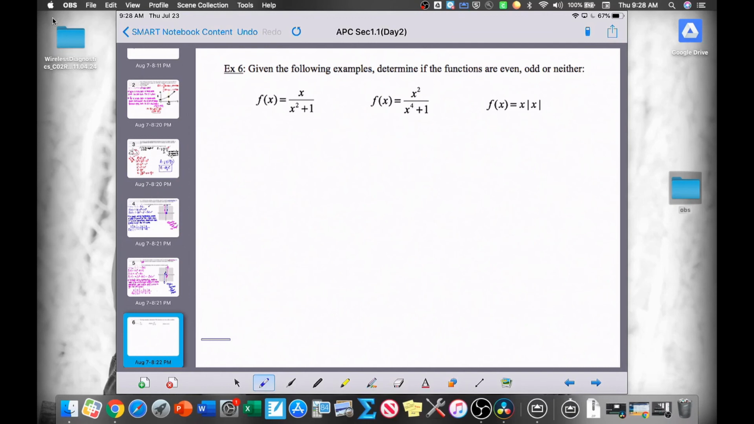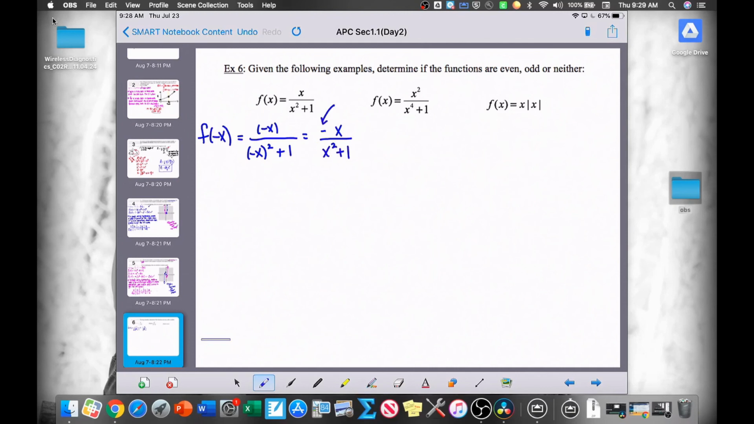All right, so my first example here, when we plug in negative x for x, in our numerator, we get negative x, and then in the denominator, we get negative x squared plus 1. All right, well, when we simplify this, we're going to get negative x over, and then in the bottom, when we square that negative x, we get x squared plus 1.